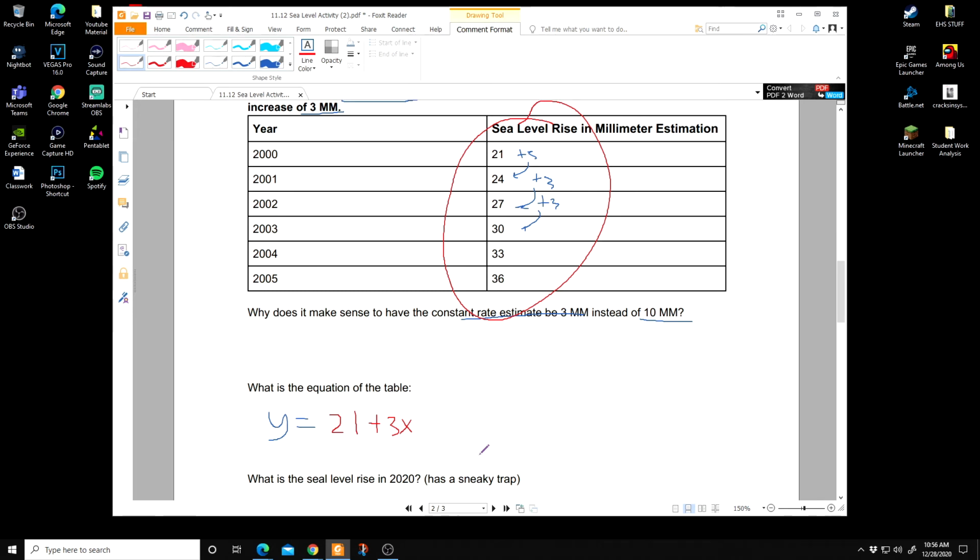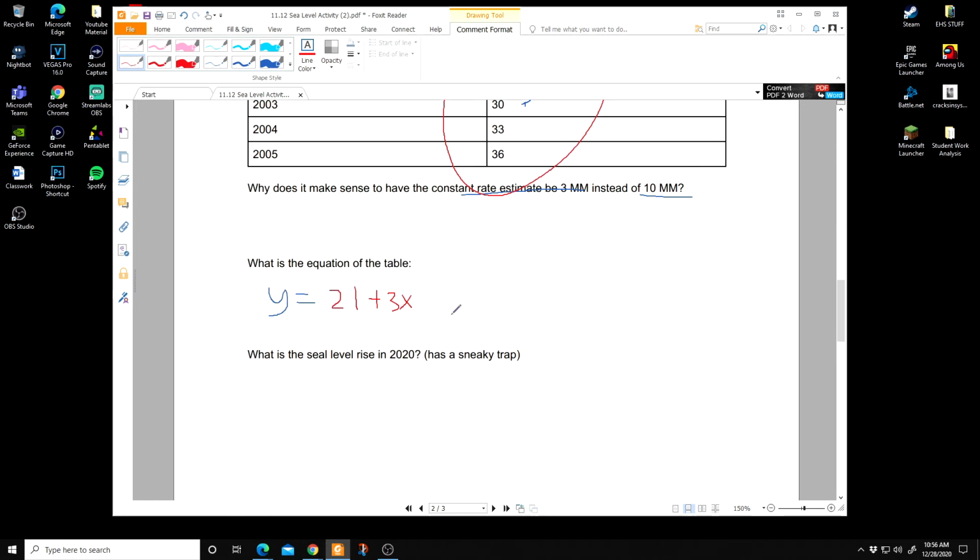Now, how does this work out and why does it make sense? Well, we're starting with 21 and then we're adding 3 every time, right? So you can notice that if I want to get to 27, I need to add it twice. If I plug the 2 in here, 3 times 2, that's 6. That's what we get with these two right here. So now the question is, what is the sea level rise in 2020?